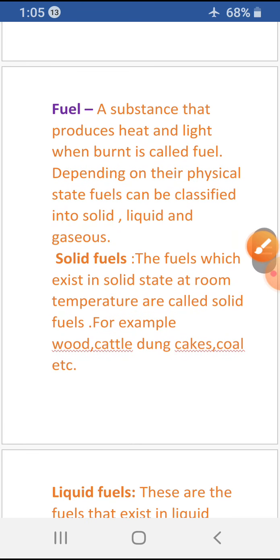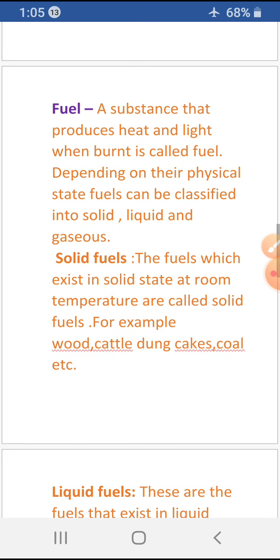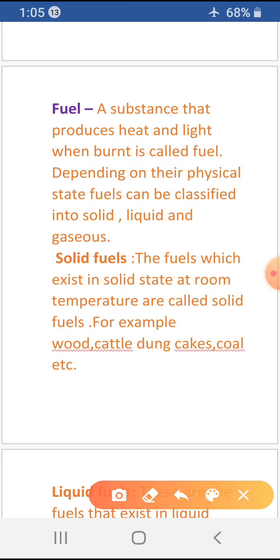Next, we are starting with fuel. What is a fuel? It was introduced in the very starting of the chapter also, when we learnt about combustion. Let us recall it again. A substance that produces heat and light when burnt in air is called fuel.